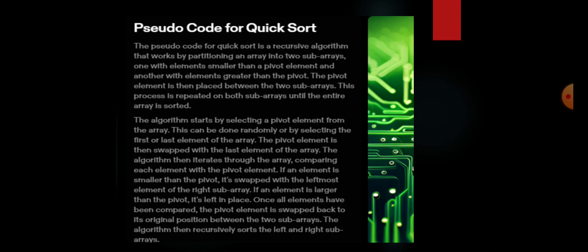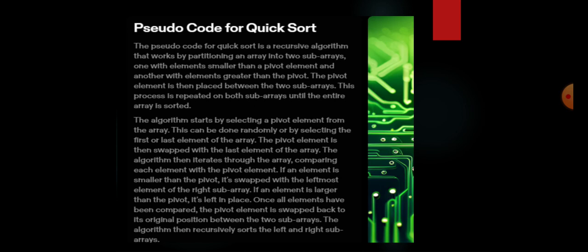So what is the pseudocode for quicksort? The pseudocode for quicksort is a recursive algorithm that works by partitioning the array into two subarrays, one with the elements smaller than the pivot element and another with the elements greater than the pivot element. The pivot element is then placed between the two subarrays. This process is repeated on both subarrays until the entire array is sorted.